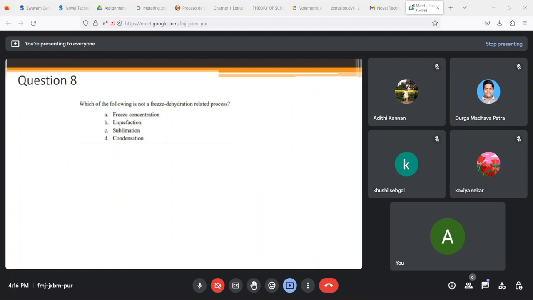Okay, moving to question 8. Which of the following is not a freeze dehydration related process? A is freeze concentration, B is liquefaction, C is sublimation, and D is condensation. There are different processes that very closely relate with the freeze drying process. So which one is not related to the freeze drying process?